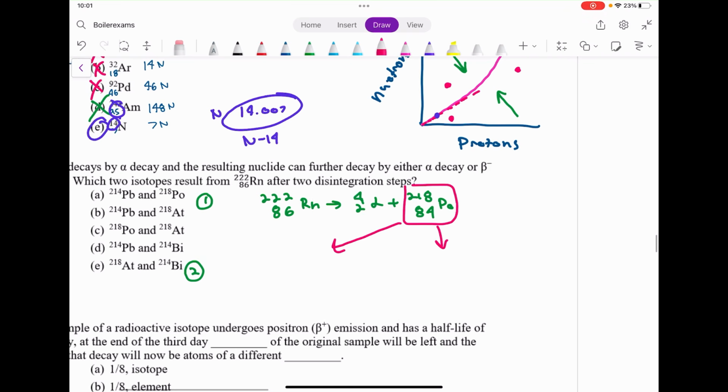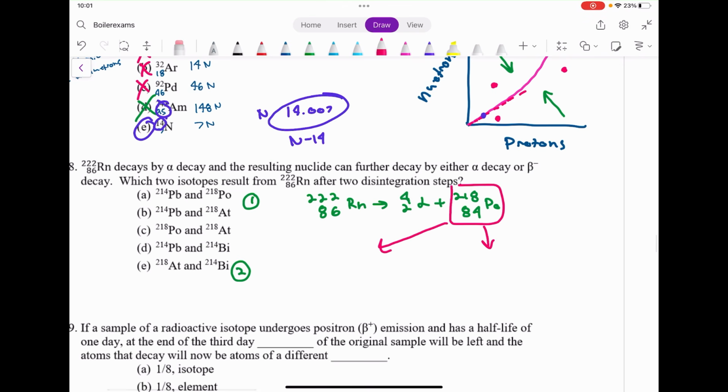And we can do alpha decay again, or we can do beta minus decay. So let's set both of these scenarios up. This is our reactant for each one. Let's do alpha decay first. So if you do alpha decay again, you got 214, 82. The element that is 82 is lead, which is Pb. So here's our first answer. If you do alpha decay twice, that's your answer.